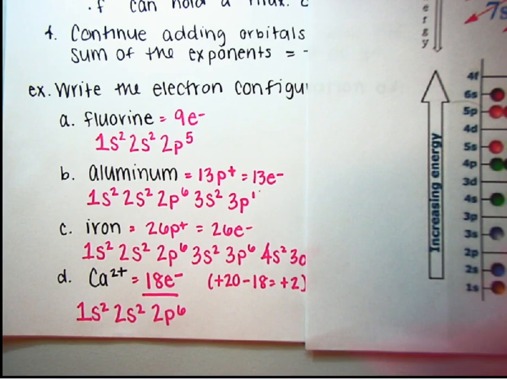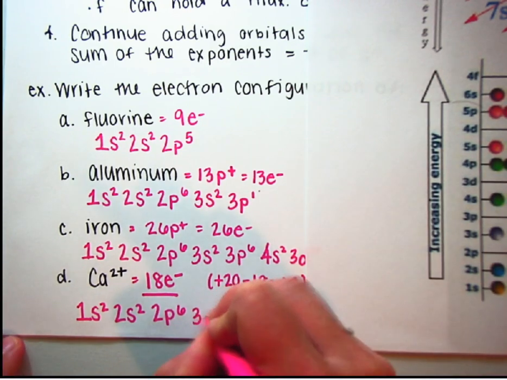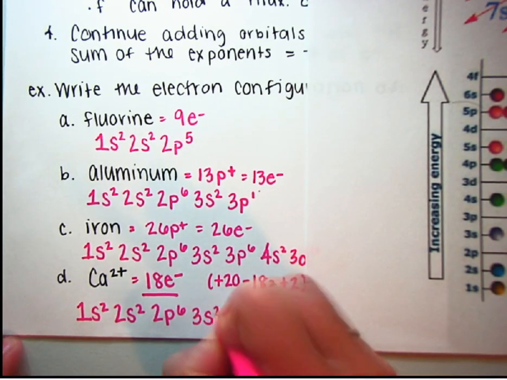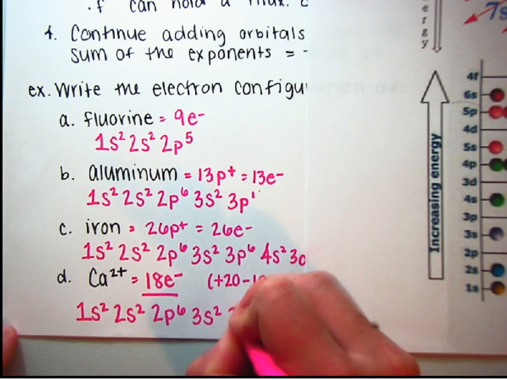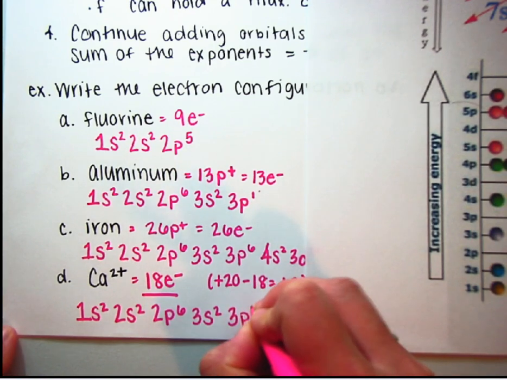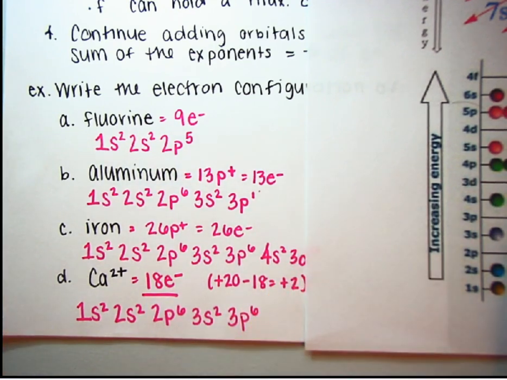After 2p comes 3s. And an s orbital could hold 2 electrons. Going up in energy, after 3s comes 3p. P could hold 6 electrons. Last step is just to do a quick check. Make sure your exponents equal 18. 2, 4, 10, 12, 18, so we're good.